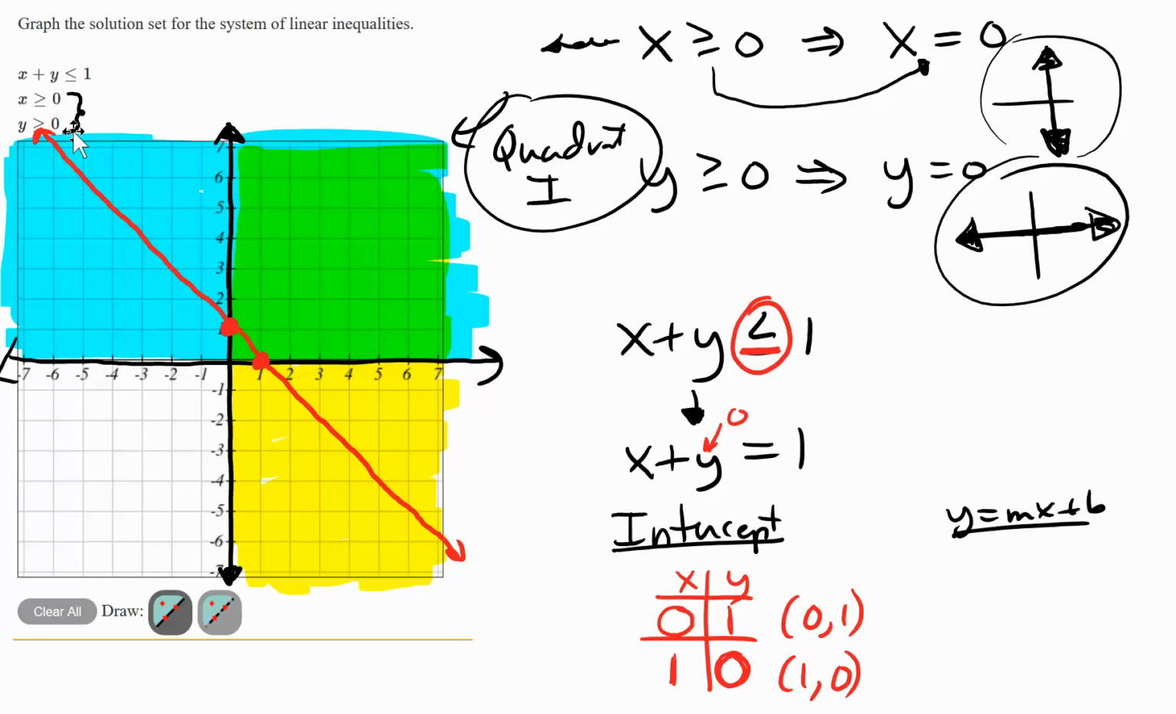Now the question is which way. Well, let's do it this way here too. Let's do the y equals mx plus b form. If you did it this way, what you would do here is you would solve for y. You would subtract x from both sides. You get y is equal to negative x plus 1.